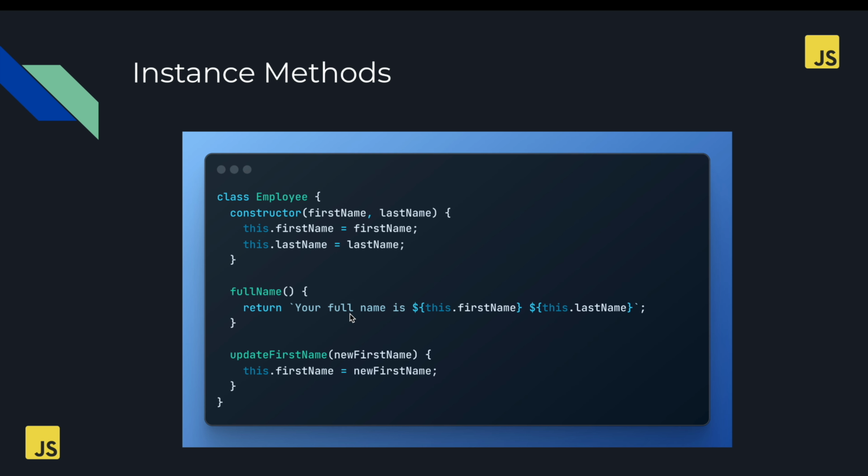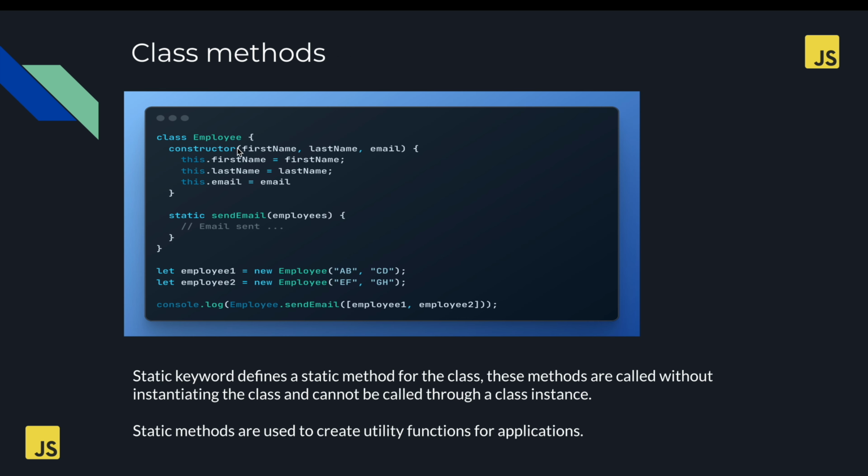Cool. Now moving on to the next one, that is class methods. Now one thing I would like to mention, that class methods are not going to be as useful as instance methods. We are rarely going to use the class methods. But for knowledge, let's just see what exactly class methods are. Class methods are defined by using static keyword. You can see we have a method here called send email in my example that can be used to send emails to the employees, but it has static keyword before its name.